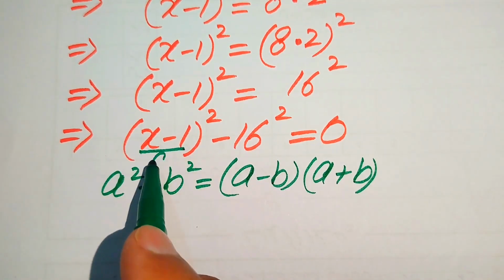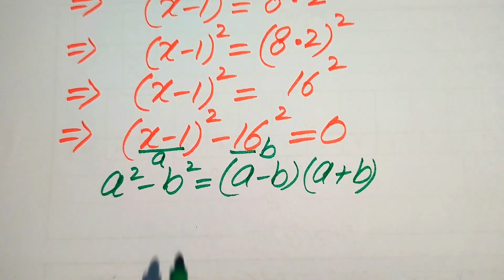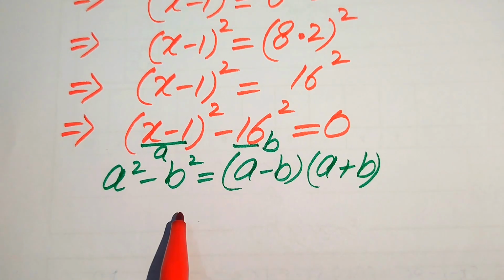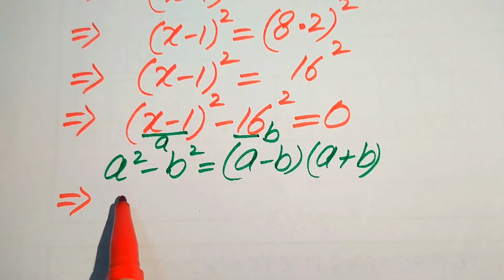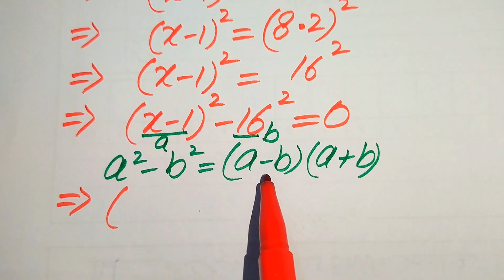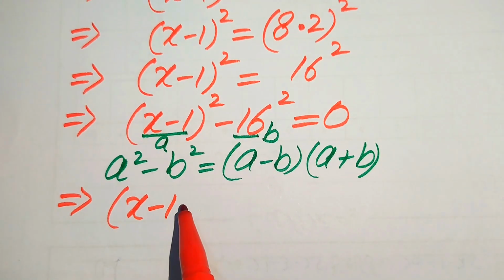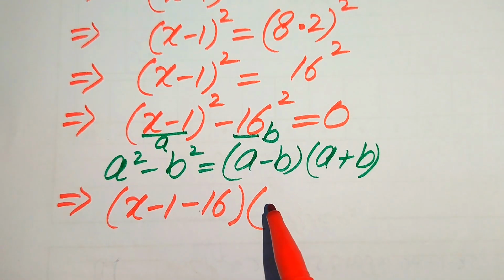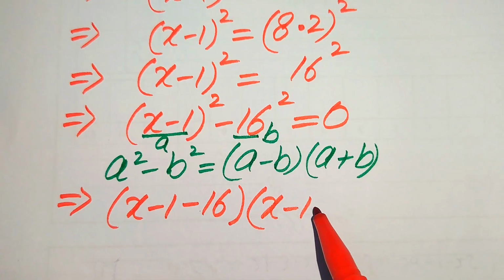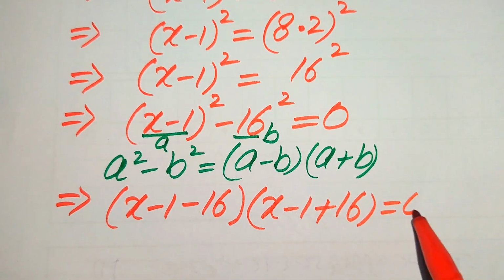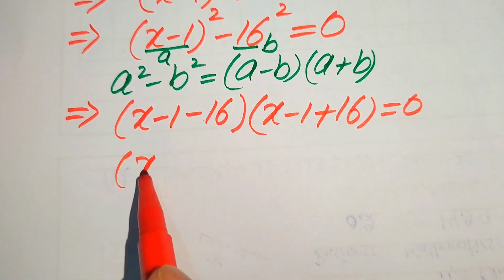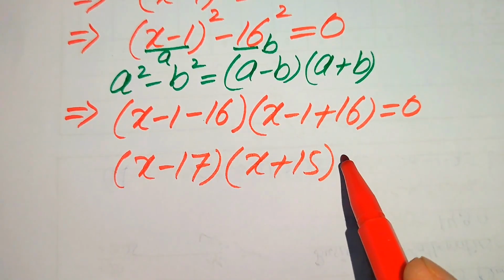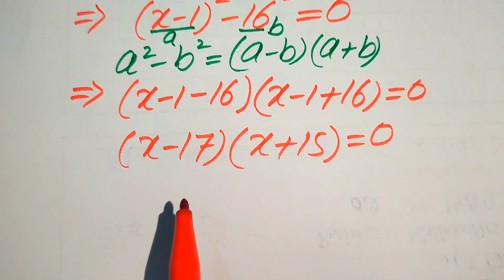According to this rule, the base of this term is our a and the base of this term is our b. So here we just substitute the values of a and b into the formula. So according to the formula we write our above equation as, first we have a minus b, the value of a is x minus 1, minus the value of b which is 16, and again a plus b, the value of a is x minus 1 plus the value of b which is 16, is equal to 0. So here this becomes x minus 17 and this becomes x plus 15 is equal to 0. So now we divide this into two cases.